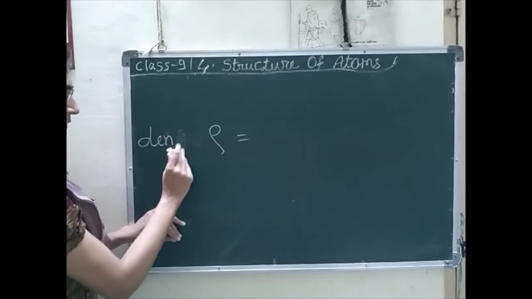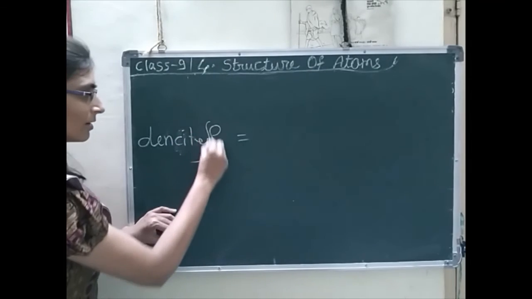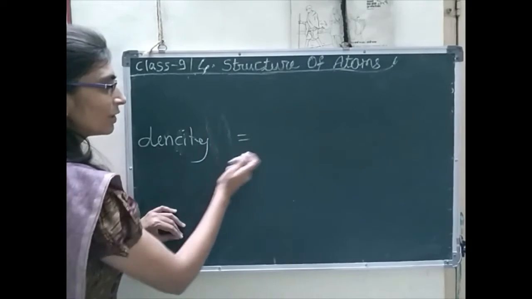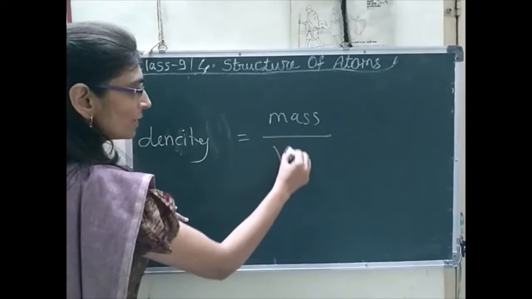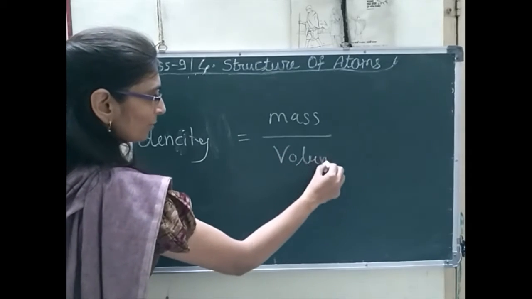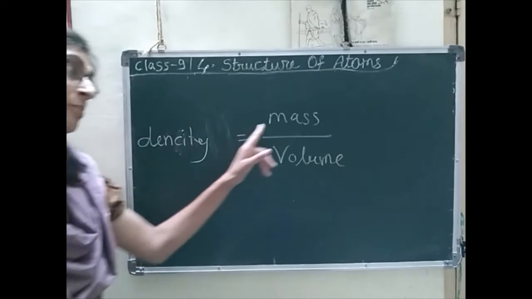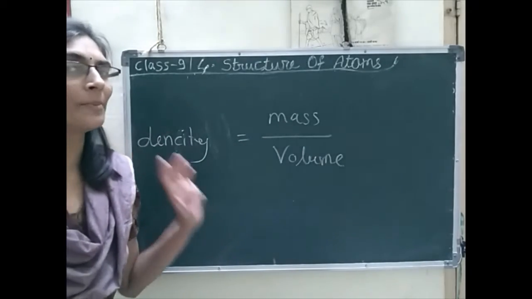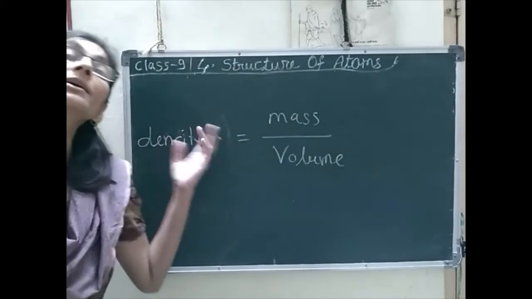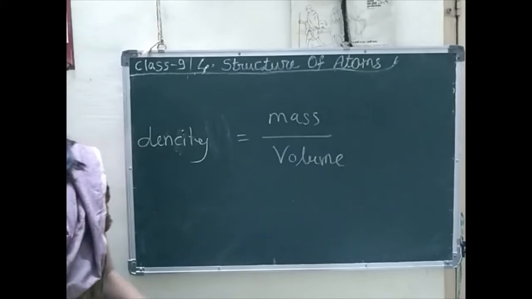Density का फॉर्मूला क्या है? Density is equal to mass upon volume. As the density is related to mass, we can say each isotope is having different density. मतलब ऑक्सीजन और ओजोन की डेंसिटी क्या है?